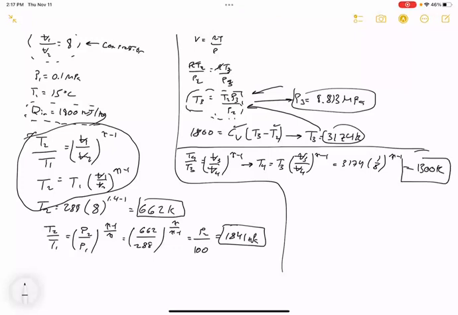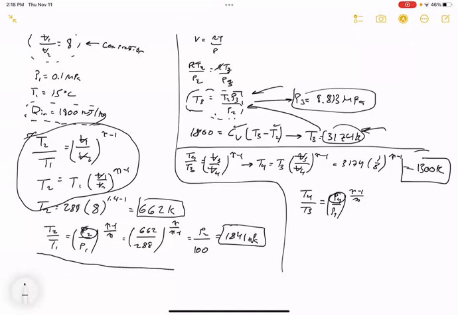This is what T4 is. We still need to find P4, but again, we have a relationship for that. We have the isentropic relation, T4 over T3 equals P4 over P3 to the power of gamma minus 1 over gamma. We just found T4. T3 we found already over here. P4 is what we're going to try to find the same way we tried to find P2.